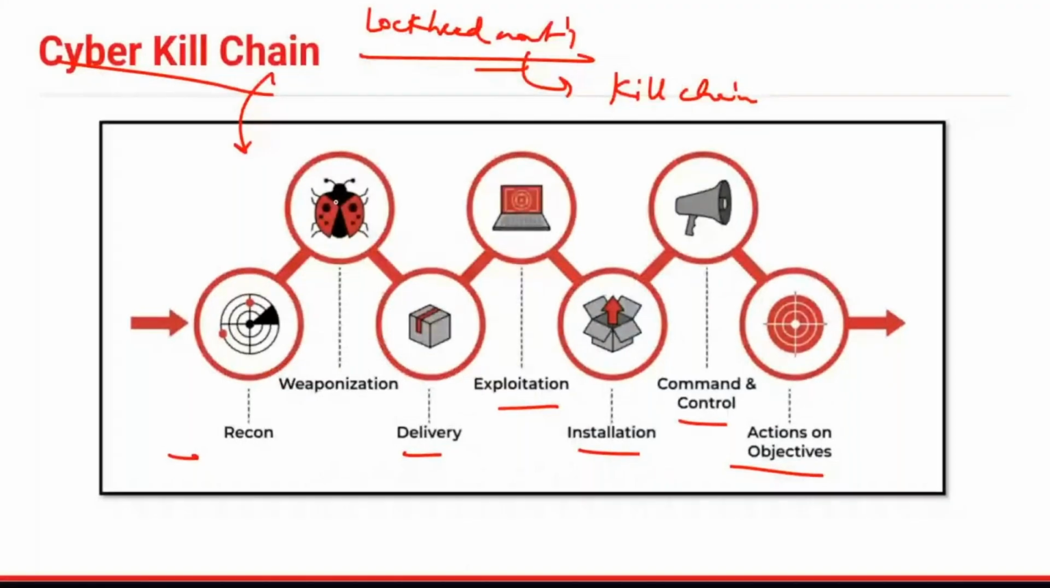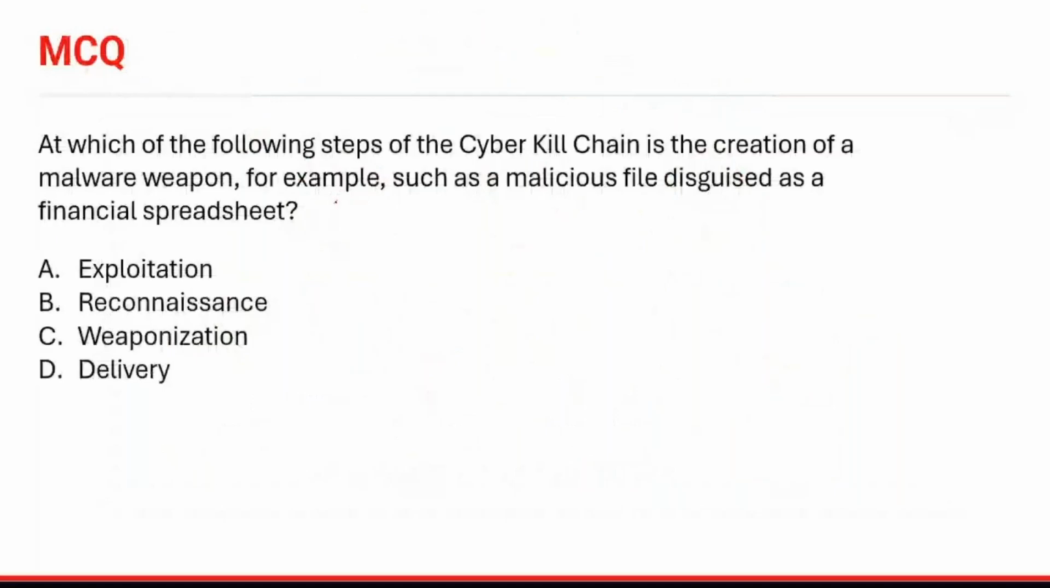So the very first question that we will discuss: at which of the following steps of the cyber kill chain is the creation of a malware weapon, for example, such as a malicious file disguised as a financial spreadsheet? Exploitation, reconnaissance, weaponization, delivery. A, B, C, or D?